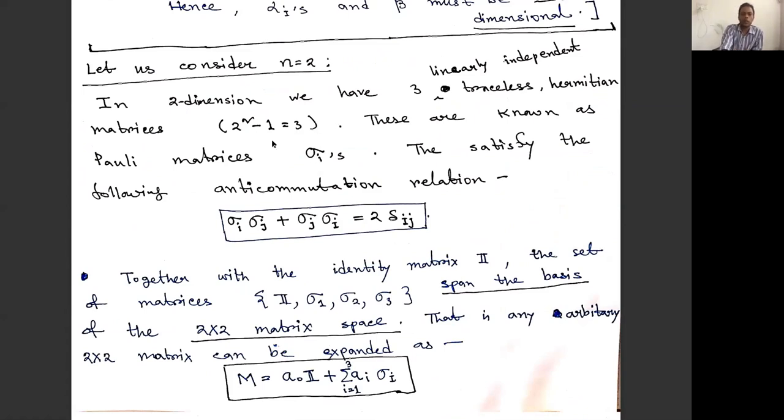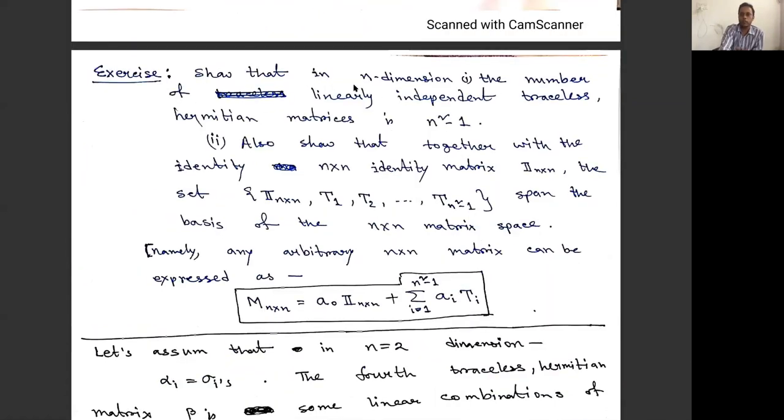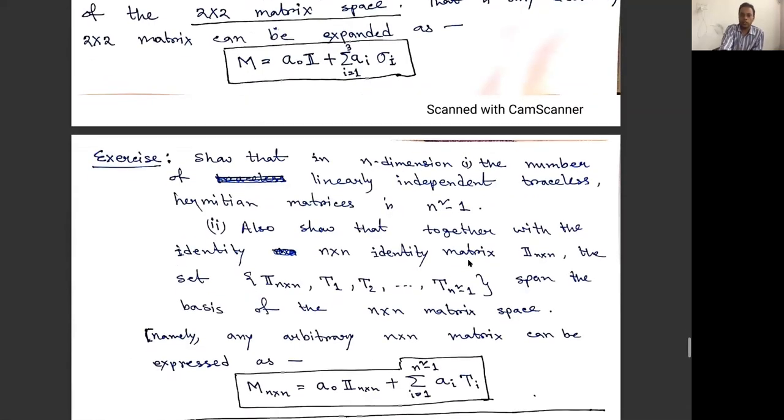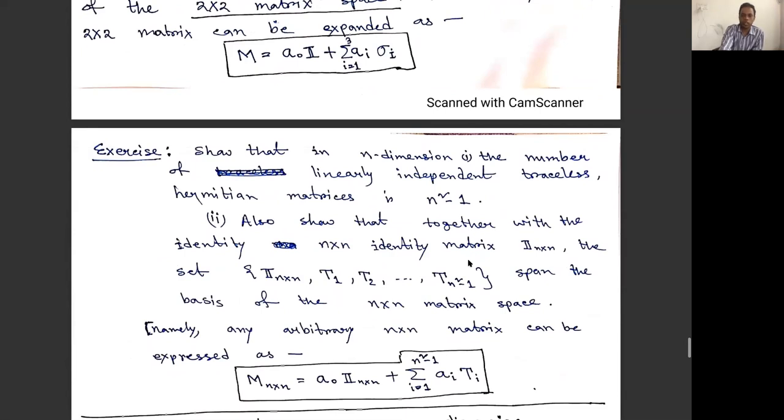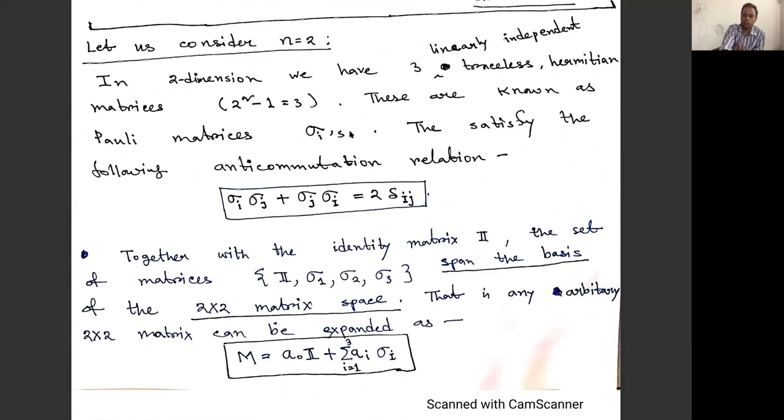It can be any linear combination of these matrices also. The general formula, in any dimension, is n square minus 1. I leave it as an exercise for a general dimension: for an n by n matrix, what is the number of linearly independent traceless Hermitian matrices? You have to show that this is n square minus 1. And there is another part to that problem, so I'll come to that. So in 2 dimensions, these are the simple sigma i's, 3 Pauli matrices, because the number of traceless Hermitian matrices is 3.